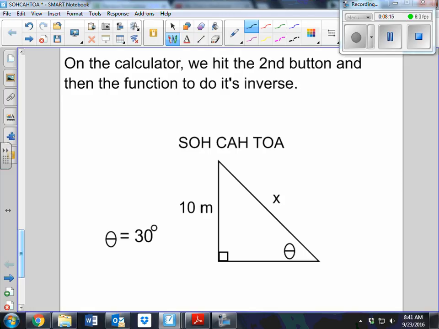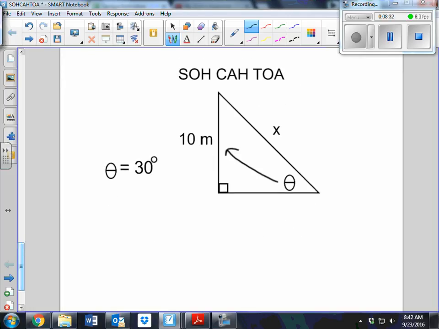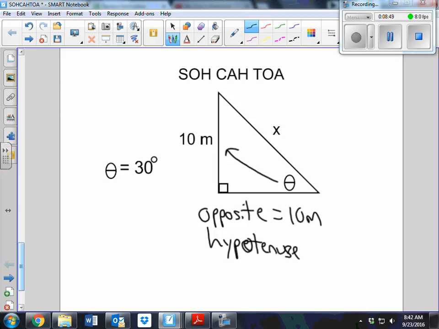So for example, I have an example here where I have a 30-degree, you can hopefully see it's a 30, 60, 90 triangle. And hopefully, give me a second, what side is this? Say it out loud. Hopefully you said I have the opposite side, and the opposite equals 10 meters. I am looking for the hypotenuse. Hypotenuse is such a hard word to spell. Anyways, hypotenuse equals x, and I have theta equal to 30 degrees.